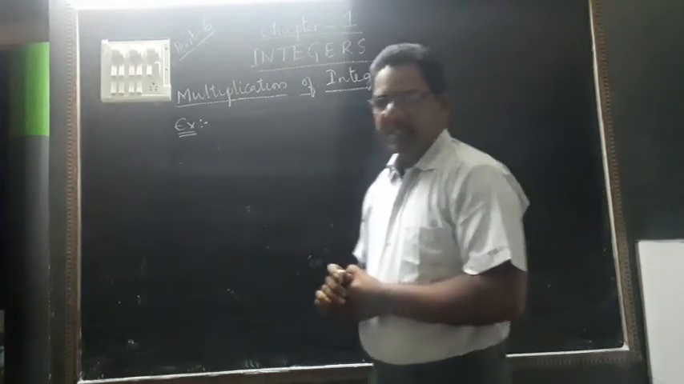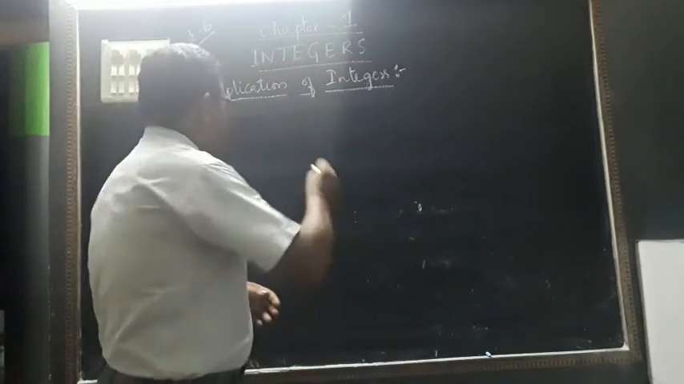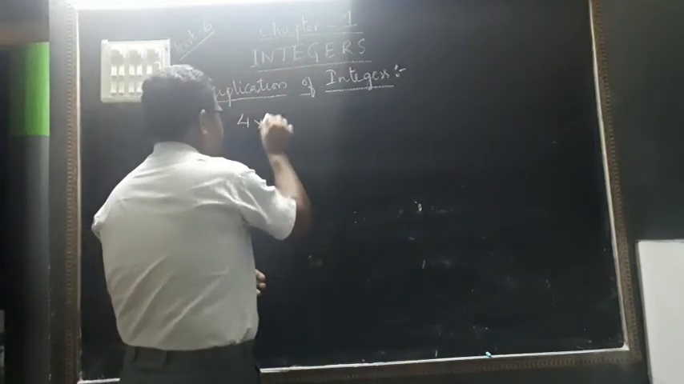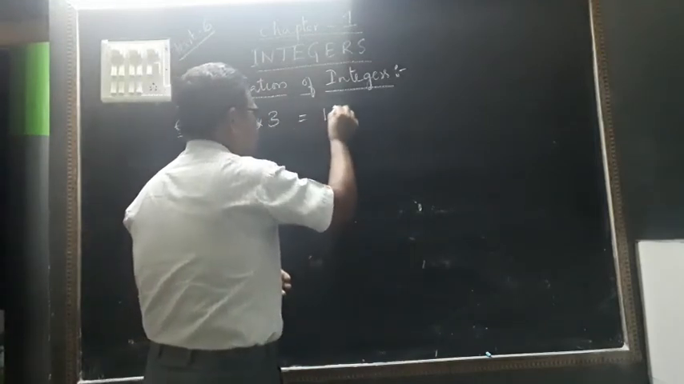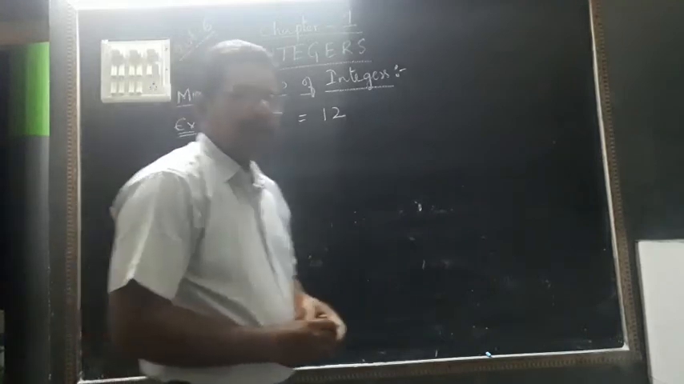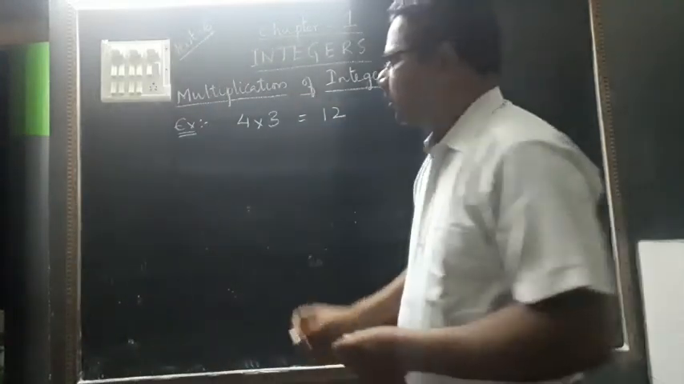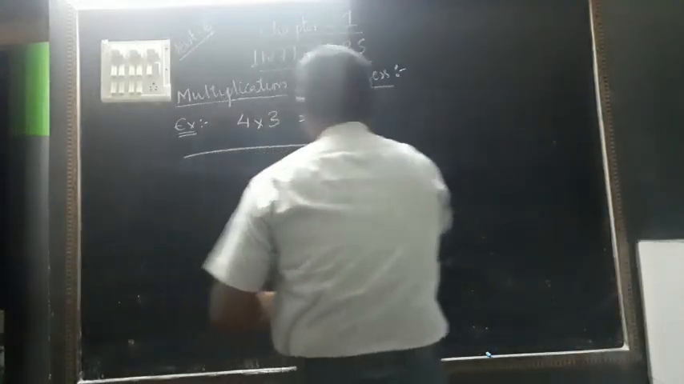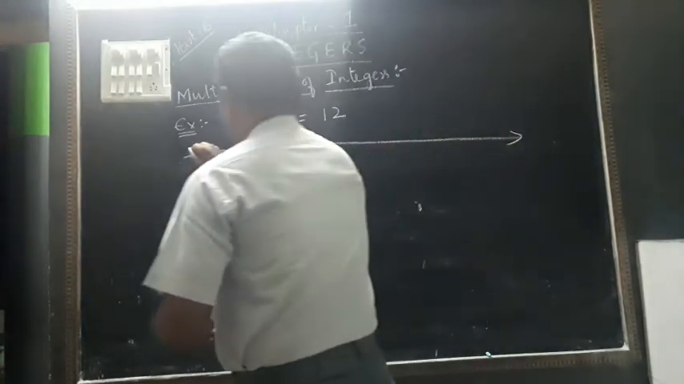For this we can take an example. Suppose I have taken 4 into 3. We know the answer is equal to 12. How did we get this 12? We have to find out. So 4 into 3 means we have to draw a number line.